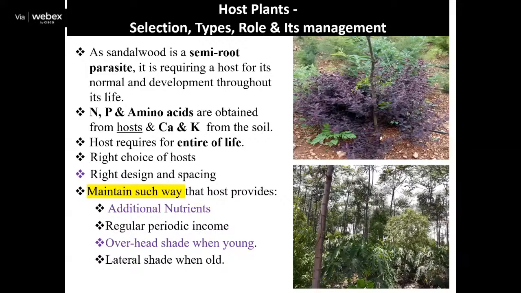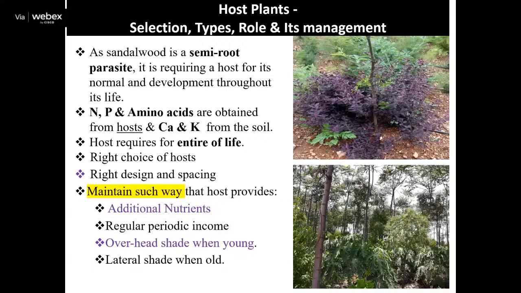And now the host. Why do we need the host? I already told, it is a semi-parasite. It is like a handicap. It needs the support of another plant to provide nutrients to the sandal. Especially nitrogen, phosphorus and amino acids are obtained from the host, and potassium and calcium from the soil.